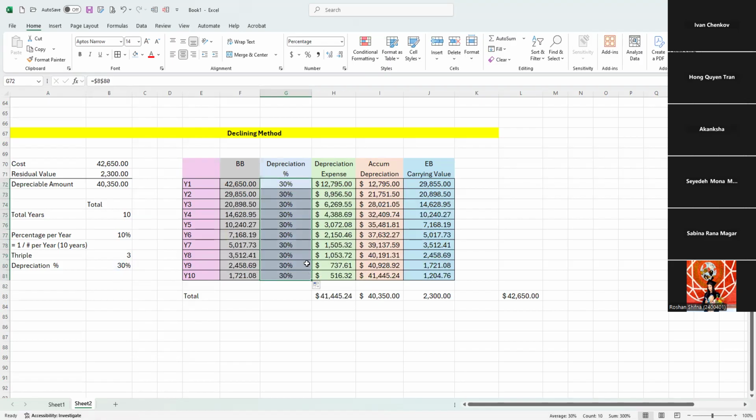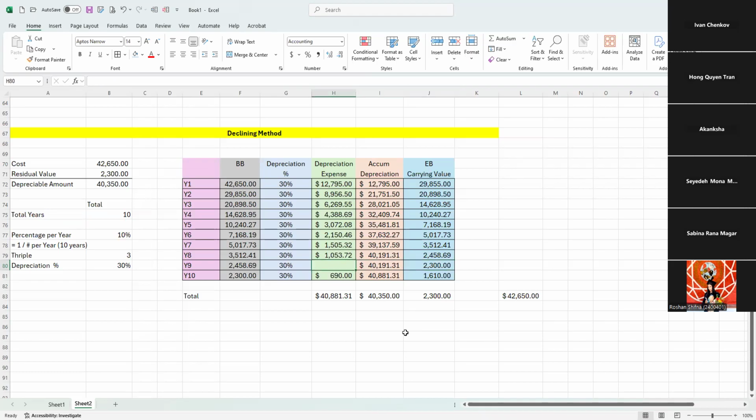How about in this case? Do we have a problem? In year 9, I think we have a problem. In here, we're going over, right? So what do we have to do? Delete year 9 and delete the depreciation expense. What do we know? That here we have to have $2,300, and that's the only way.